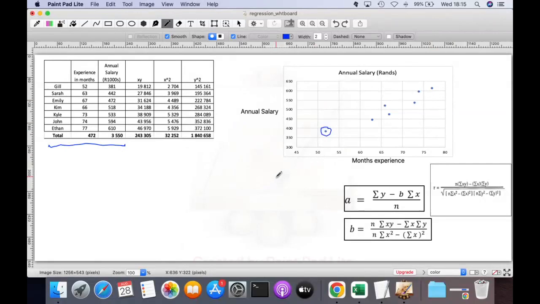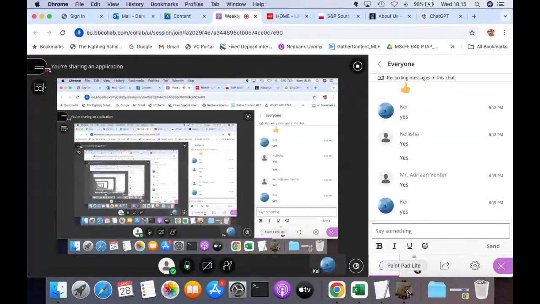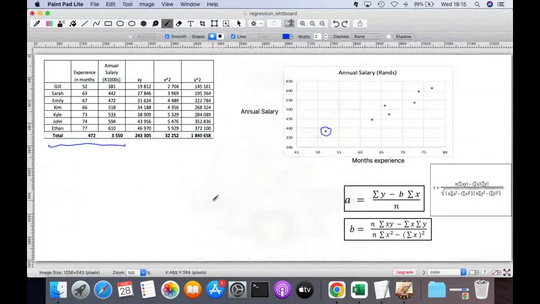Let me just stop there for a second. Does everyone understand what I just said in terms of the graph and how to understand this data? Fantastic. All right, great. Thank you. I always appreciate the feedback.